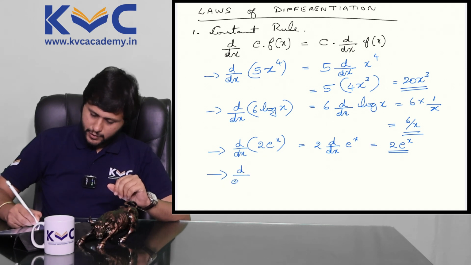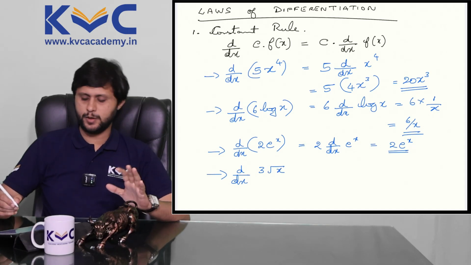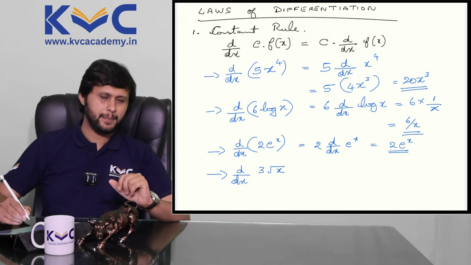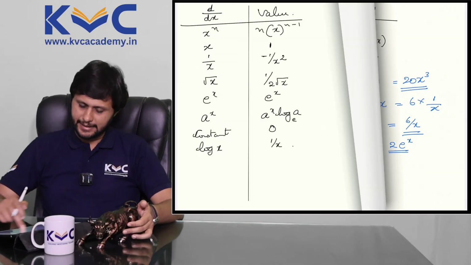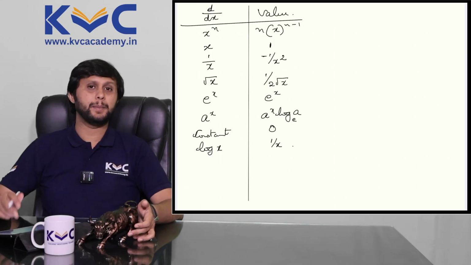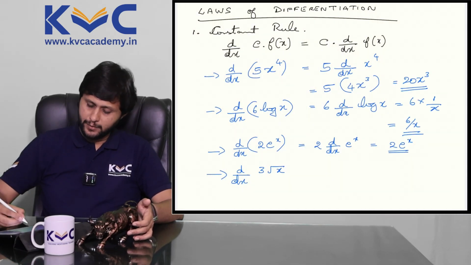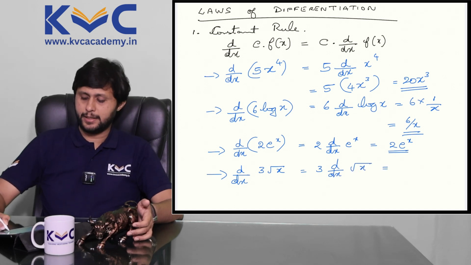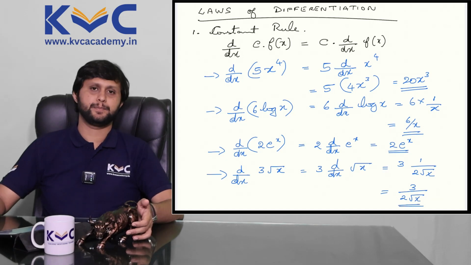We have differentiation of, let's say, 3 root x. Fine. Differentiation of 3 root x. Now root x can be written as x to the power 1 by 2. But then I've already given you in the formula itself, differentiation of root x is 1 by 2 root x. Correct? We'll go back to that page if you want. It's over here. So we have 3 constant outside. Then we'll differentiate only root x. So we get 3 outside, 1 by 2 root x. Final answer is 3 by 2 root x.